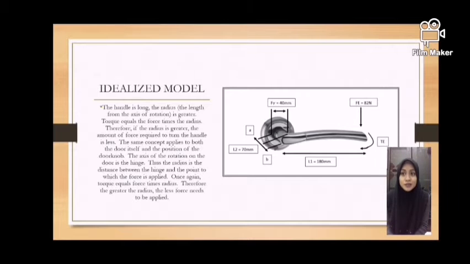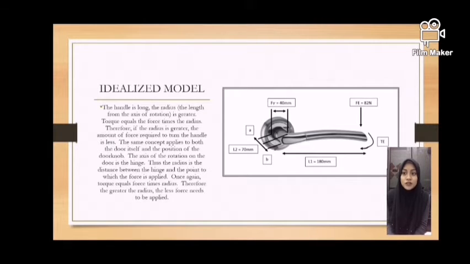What I could explain is because the handle is long, the radius, which is the length from the axis of rotation, is greater. So that means that the torque equals the force times the radius. Therefore, if the radius is greater, the amount of force required to turn the handle is less. The same concept applies to both the door itself and the position of the door handle.